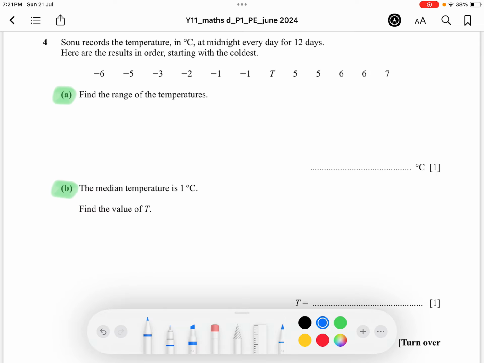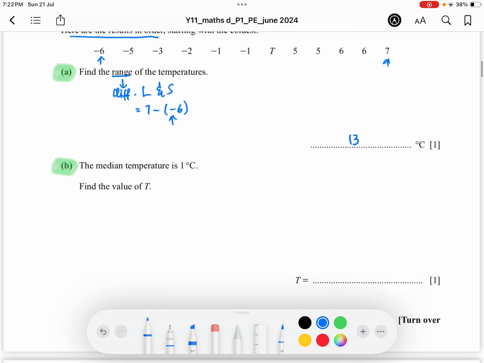Next one is on statistics. The first one is asking the range. The question already stated that the results are in order. That means the numbers are arranged from the smallest to the biggest. So when you want to find the range, you're actually finding the difference between the largest number and the smallest number. So the largest number is 7. The smallest number is -6. Now, common mistake would be students forgot to write down the negative. So be careful with that. And that will give you 13.